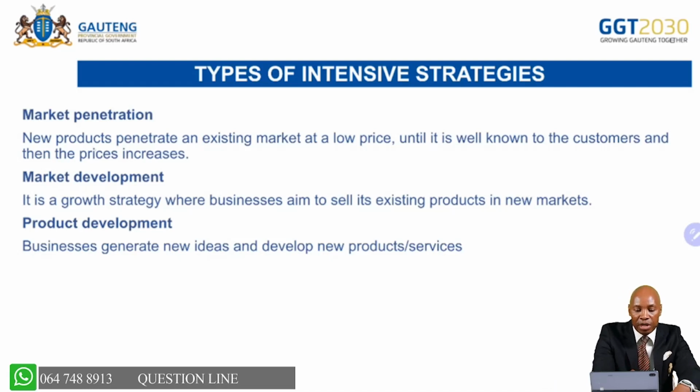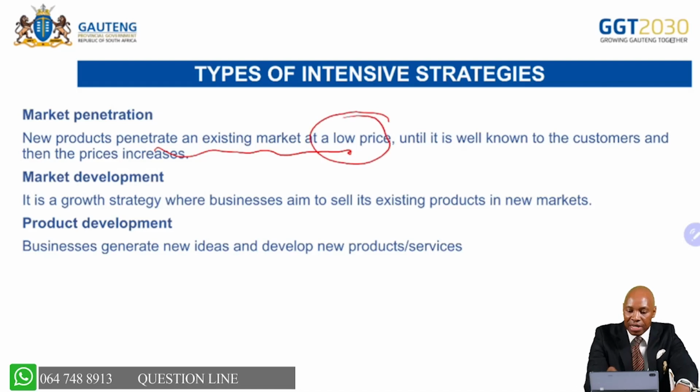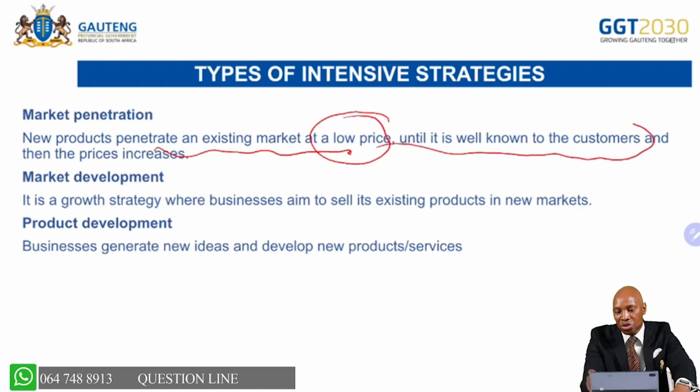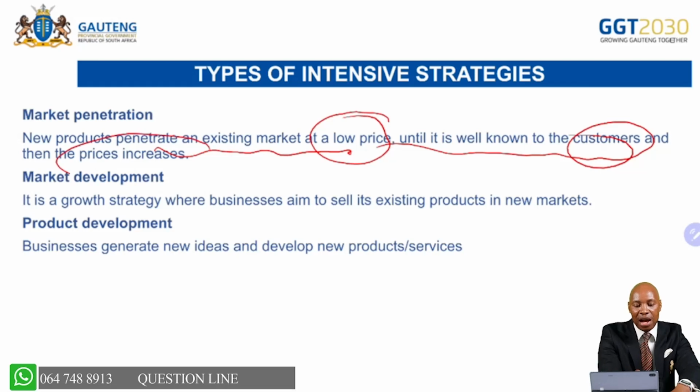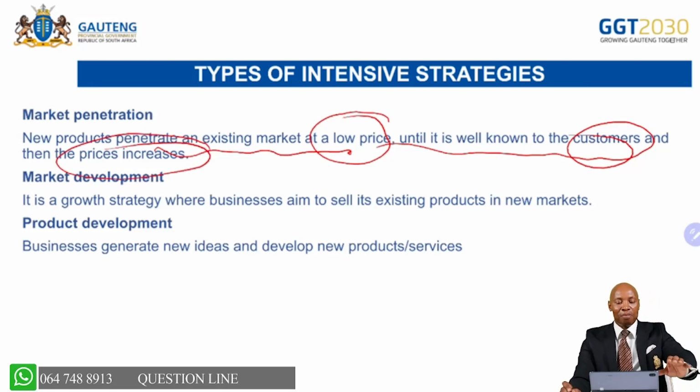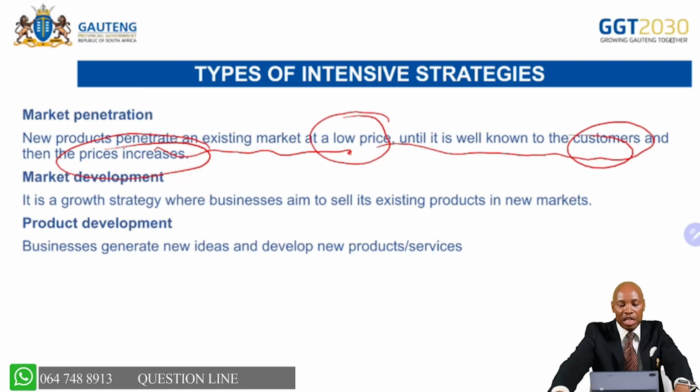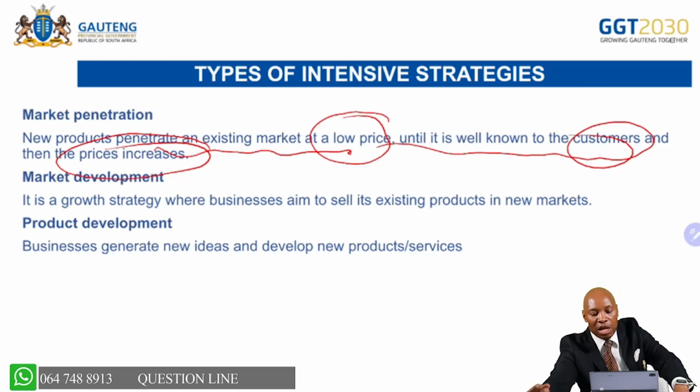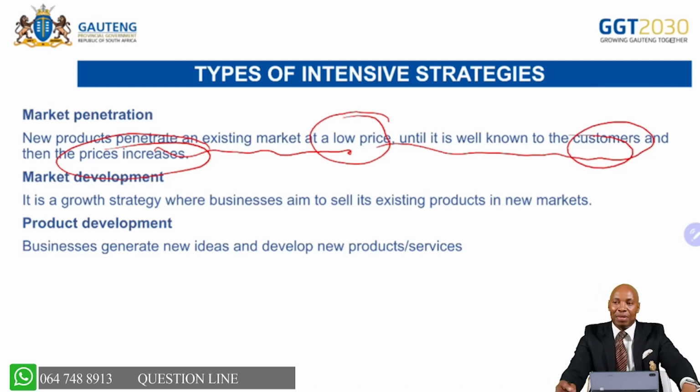It says new products penetrate an existing market. How? At a lower price until it is well known to customers, and then the price increases. So with market penetration, you are getting into the market with a product at a lower price so that you can attract customers, because you had a challenge. Then, until it is well known, the prices increase. Now that you have your customers, who are now loyal to you, you can increase the prices.